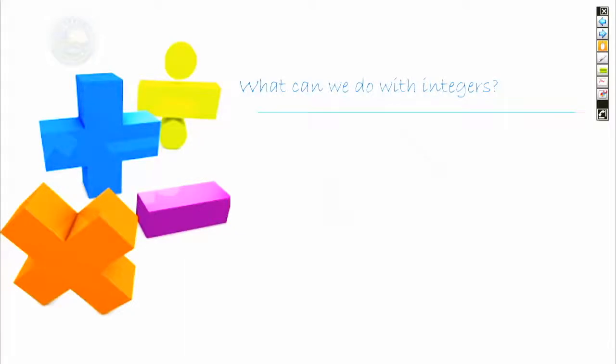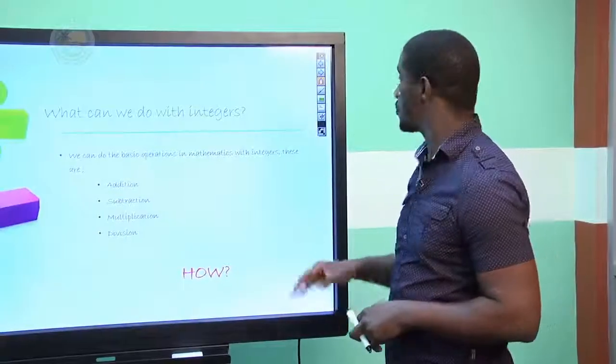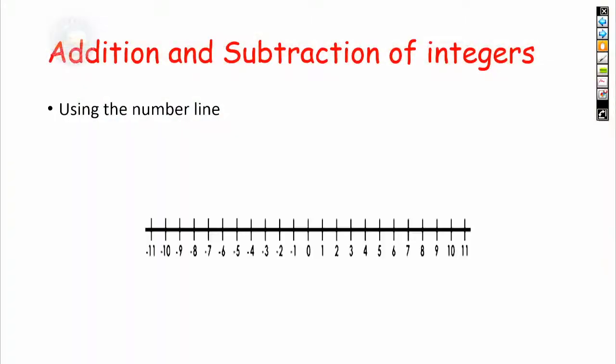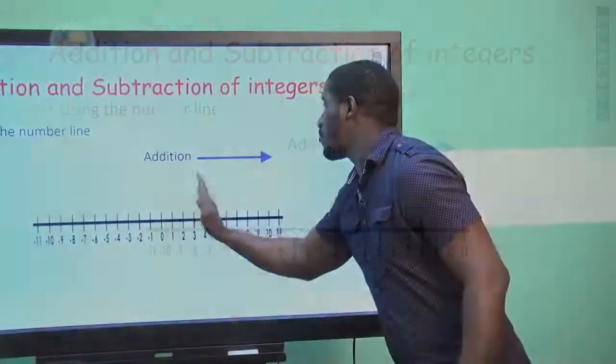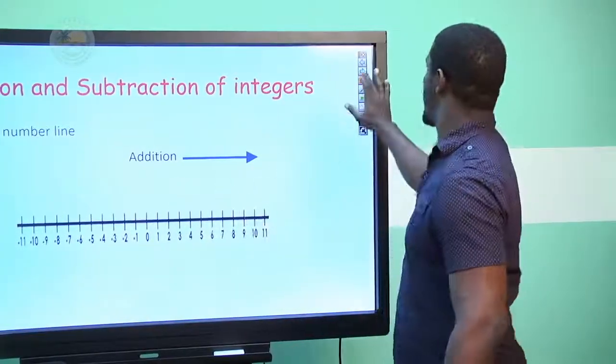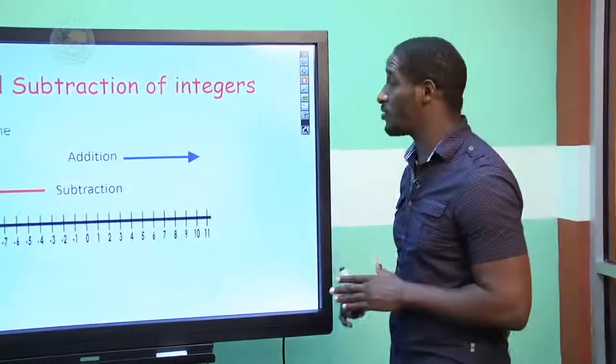What can we do with integers? We can do the basic operations in mathematics with integers. What are the basic operations in mathematics? These are addition, subtraction, multiplication, and division. The question is, how can we perform these operations utilizing integers? So let's first start with addition and subtraction of integers. Using the number line, if we are doing addition, then we need to move from wherever we are to the right. Addition is going this way. If we are doing subtraction, we move to the left for addition and subtraction of integers on the number line.